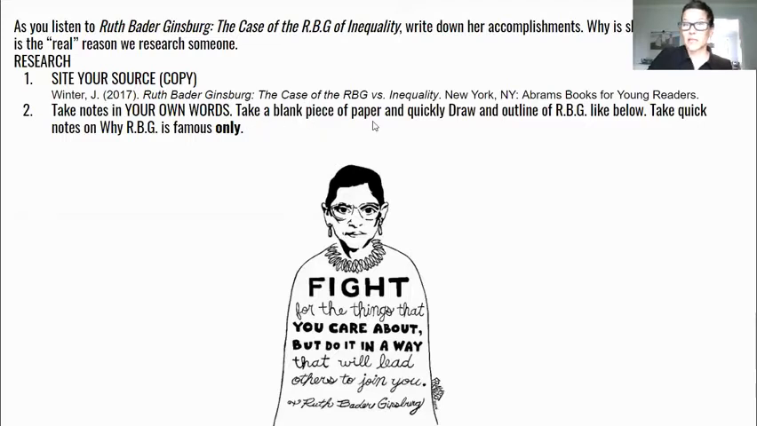So I told you to get the blank piece of paper, and you can quickly draw the outline of RBG like I have below, and take notes on why RBG is famous only. Now, when you're doing a biography, a lot of times you find out things like where they're born or when they were born. But I want you to focus on why they're famous. Why are we reading about her? Why are there books about her? That's what's important. So while you're listening to the book, take notes on your piece of paper, maybe circle each fact you wrote down about her so you have that at the end.